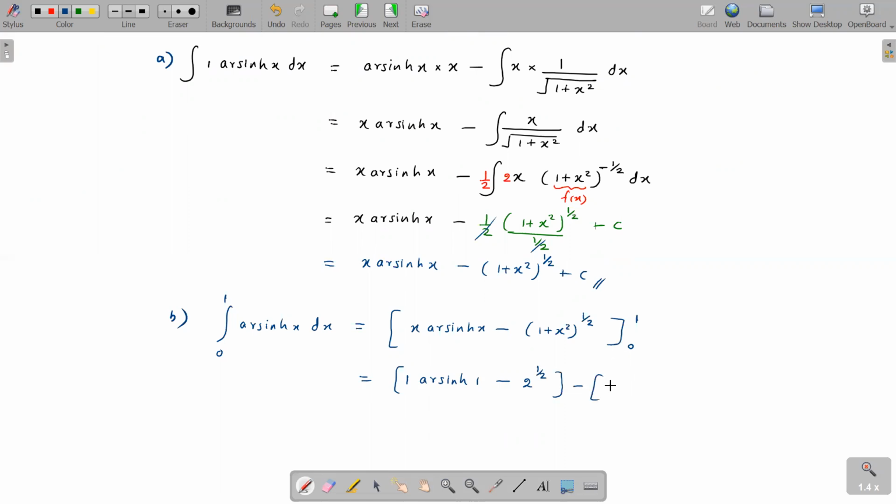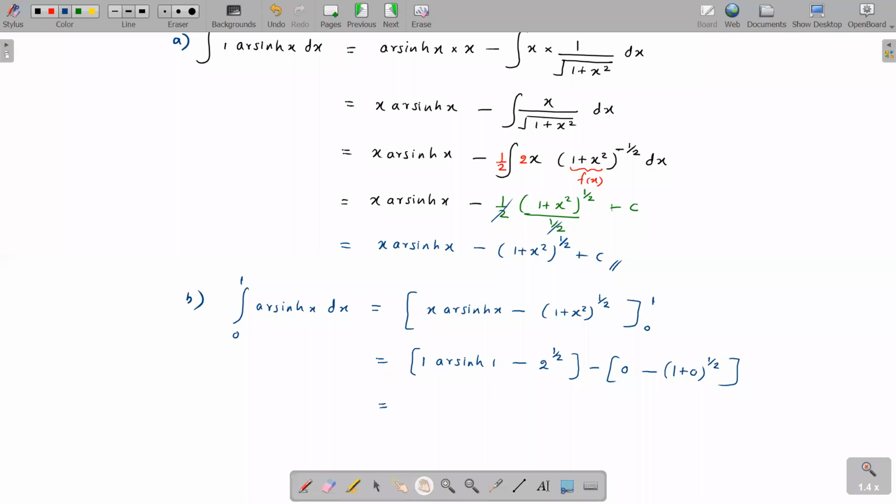Minus, then replace this with 0. I get here 0. 0 times arcsin of anything is 0. Minus, here I get 1 plus 0 to the power half. So they asked to get the answer to three significant figures. Tell me the answer to three significant figures. Okay, you can type it directly in the calculator. It's 0.467, right? Correct to three significant figures.